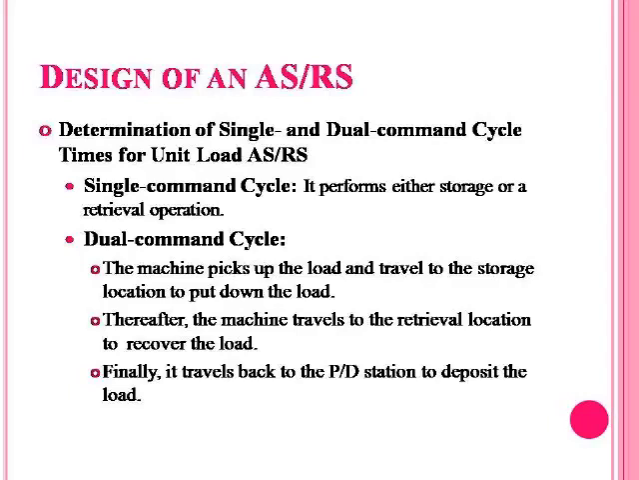The other cycle is the dual command cycle, in which both pickup and retrieval operations are done together. That means the SR machine takes one part from the PD station to the desired location and puts the part, and then it goes to the location where it has to retrieve another part, retrieves the part and brings it back to the PD station, depositing the part. So both these operations, loading and unloading, are done with the same command signal. This is called a dual command signal.